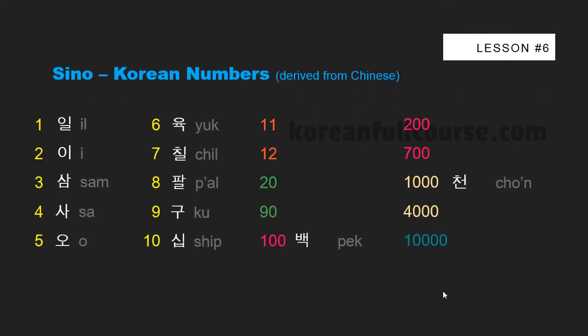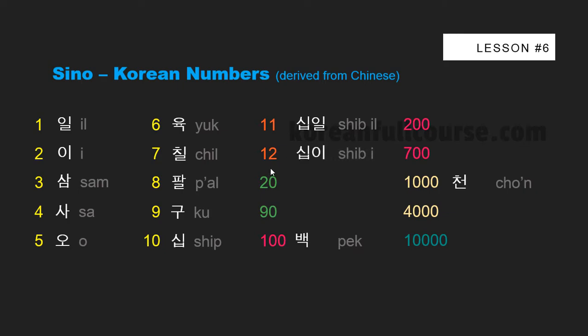Here are 12 basic numbers. If you know them, you will be able to easily make any number up to 10,000. This is il, i, sam, sa, o, yuk, chil, pal, ku, sip, pek, chon. To get 11, you just need to combine 10 and 1. Shibil. The reason p suddenly became b is because now it is between vowel sounds, so we should read it according to the reading rules we talked about in the previous lesson. Now it's your turn. Try to guess how to say 12. If you need time, you can pause the video.